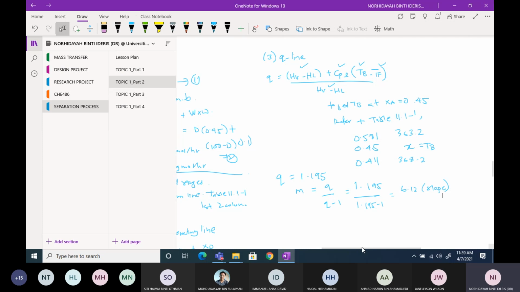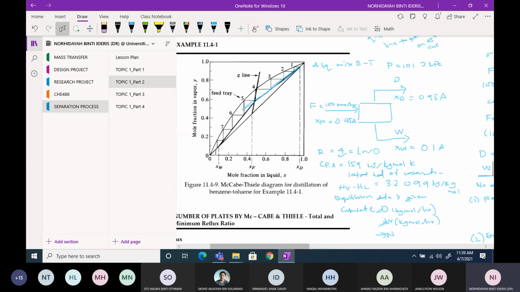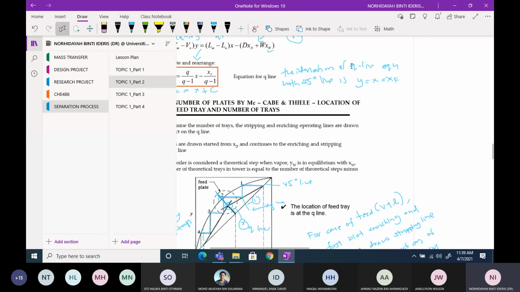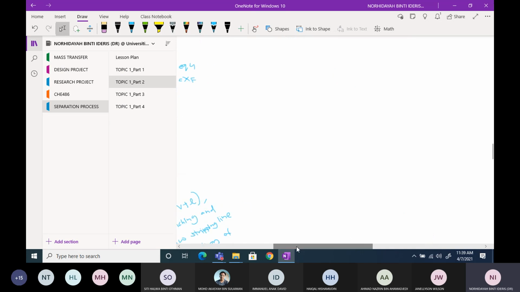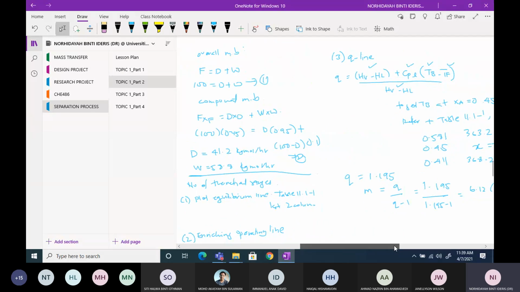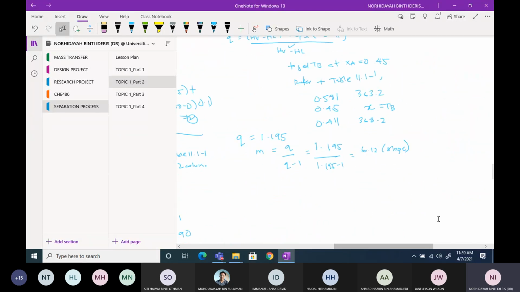Because right now you already have the 45-degree line. You already have the curved line of the vapor equilibrium, and you also have this enriching line here. So we want to draw this Q line, the slanting line here. Recall what I said before: the intersection of the Q line equation with the 45-degree line is Y equals X equals SF. So by using this information, we can draw our Q line.